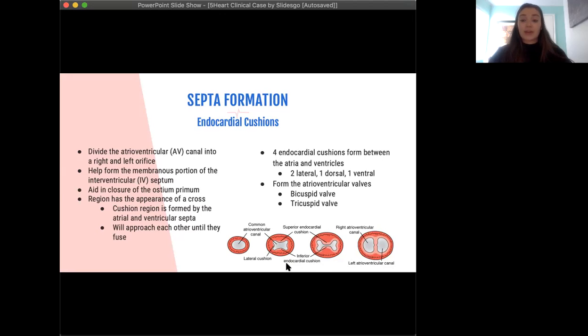And then we have 4 endocardial cushions total, 2 lateral. Here are the lateral. And then 1 dorsal and then 1 ventral, which is what we see. And they will form the bicuspid and tricuspid valves.